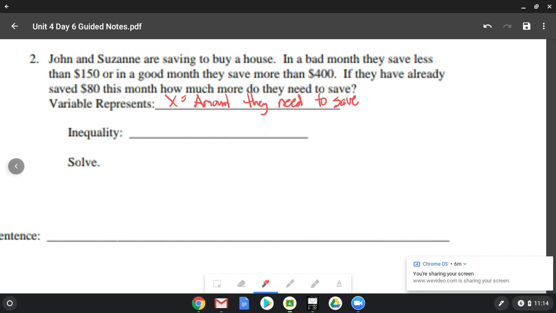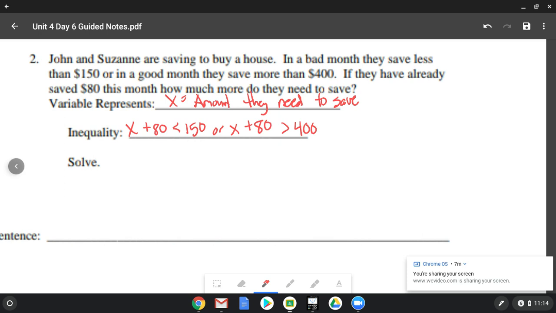And then, ooh, 1 second. Let me watch. Okay, good. By inequality, I see a less than 150 or a greater than, what was it? More than 400. So the variable is X for both of these left sides. And then what else did they give us? Oh, they already saved 80 themselves. So it's going to be plus 80 for both of these.